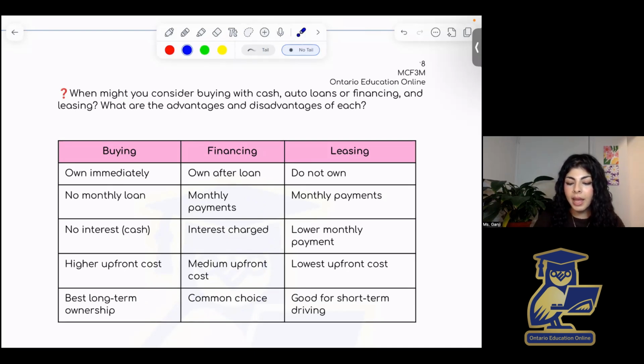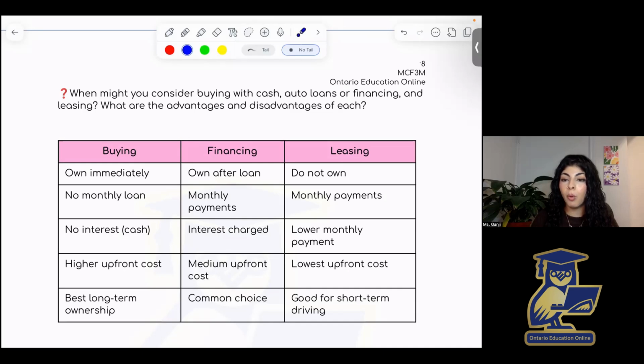And finally, with leasing, you do not technically own the vehicle. You still make monthly payments. You might have lower monthly payments, and compare that to financing, where the goal is that you pay off the car over that term. Whereas with leasing, you may only pay for part of the car, and at the end, all the payments that you have made don't necessarily give the car to you.